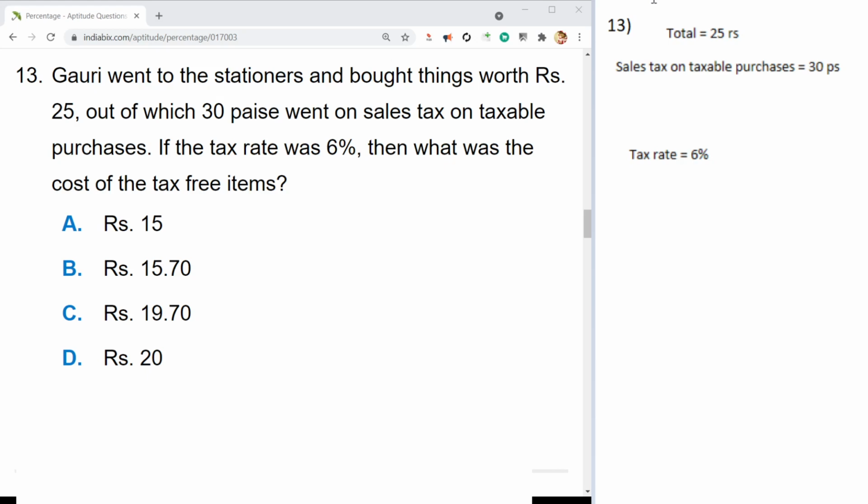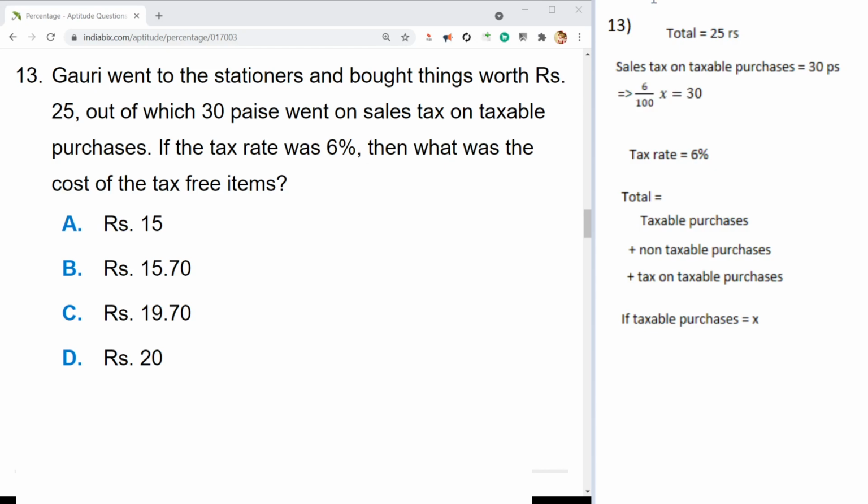We need to find the cost of the tax-free items. That means non-taxable purchases. Total sum we can write as taxable purchase amount plus non-taxable purchases amount plus tax on the taxable purchases. Let us assume taxable purchase be X. Then sales tax on taxable purchase is given as 30 paisa. That means tax rate is 6%. So 6 by 100 into taxable purchase X equals 30. That means X equals 500 paisa. Implies X equals 5 rupees.